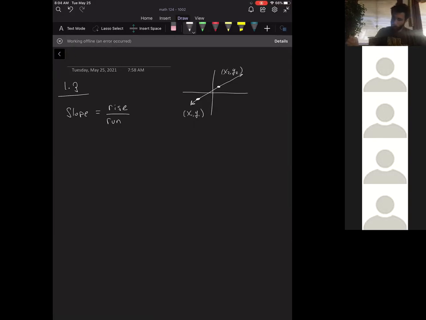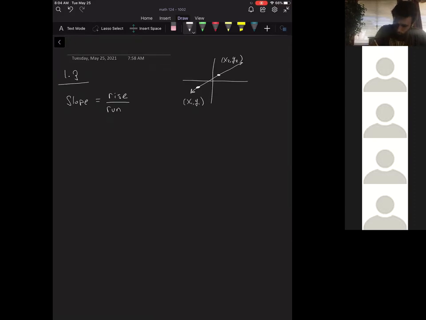If we have any 2 points on the graph, doesn't matter which ones, the slope of the line is also going to equal y2 minus y1 over x2 minus x1. Again, it doesn't matter which order. It just matters that as long as there's a 2 here, there has to be a 2 here. We could do y1 minus y2 over x1 minus x2. You just have to do the same order. It's the same thing.